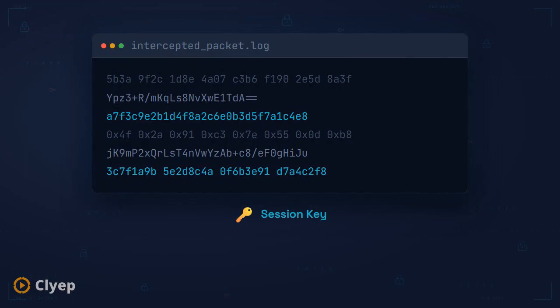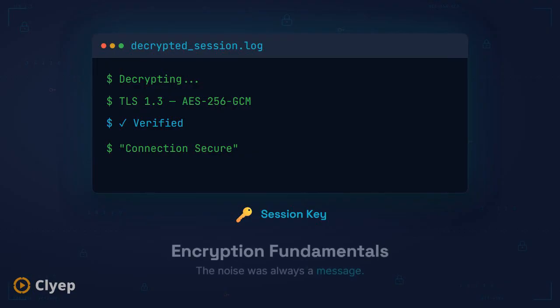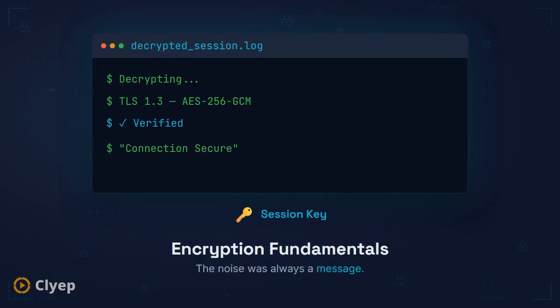Remember the noise from the beginning? All that seemingly random data traveling over the internet. It was never random. It was a message locked with a key that only the right person could open. That's encryption. And now you know how it works.